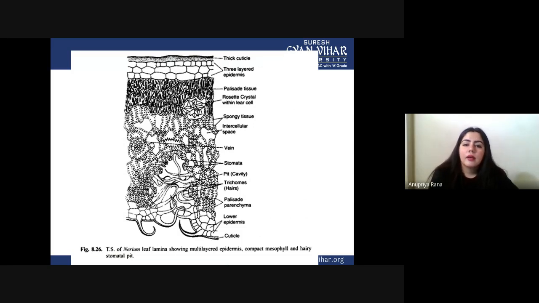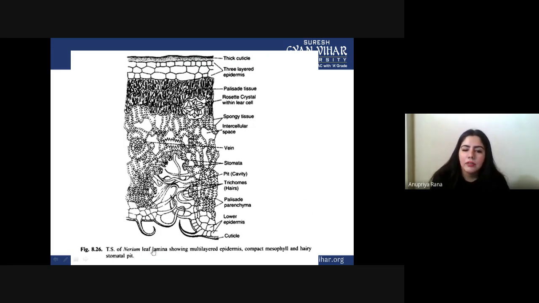You can see a diagram of the xerophytic plant. This is the very first, outermost thick cuticle layer. Then we have this three-layered epidermis. Normally epidermis is just a single layer, but in this case you can see the epidermis is multiple layered.